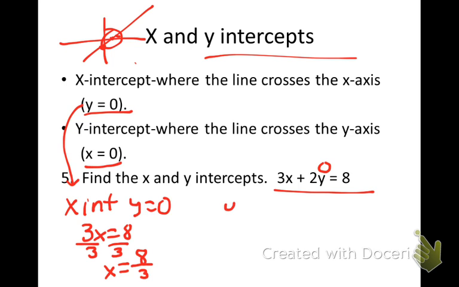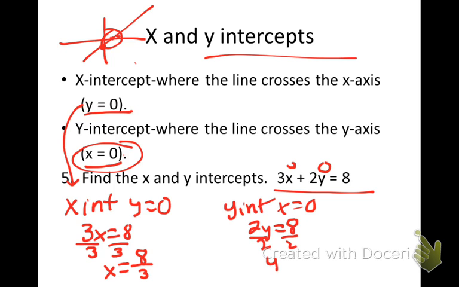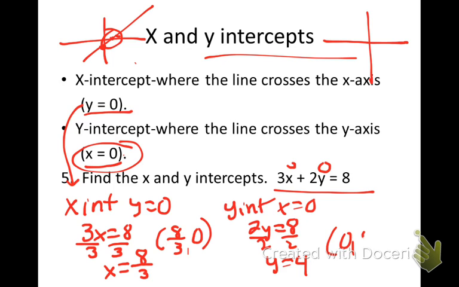To find the y-intercept, I'm going to do what it says, which is let x be 0. So x equals 0. This time I'm going to get a 0 over here, and I'm going to get 2y equals 8. Divide by 2, y equals 4. Now, I'm just going to sketch a quick graph up here. This would be the ordered pair (8/3, 0), remember, and this would be the ordered pair (0, 4). So the y-intercept is 4, so 1, 2, 3, 4, so right about there.